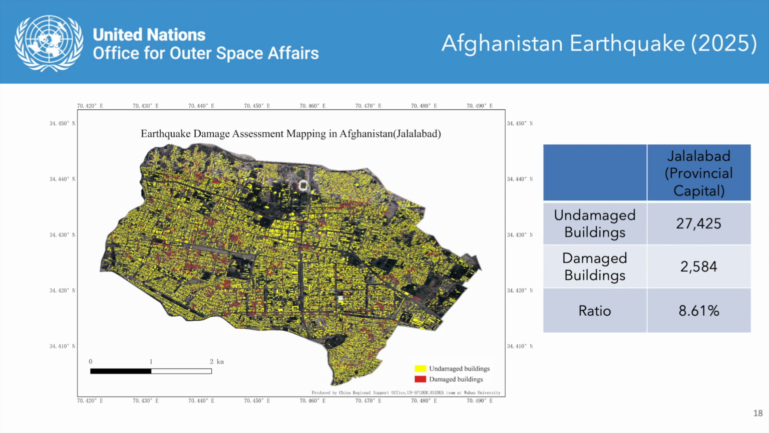This figure presents the inferred building damage results for Jalalabad, the capital city of this province. The model inference results indicate that approximately 27,000 buildings in the area were unaffected, while around 2,500 buildings were damaged, accounting for 8.61% of the total number of buildings.